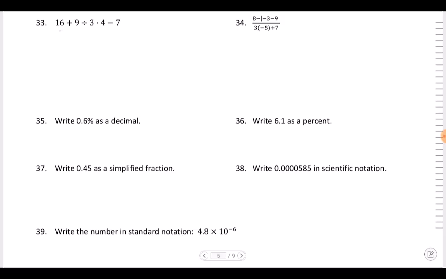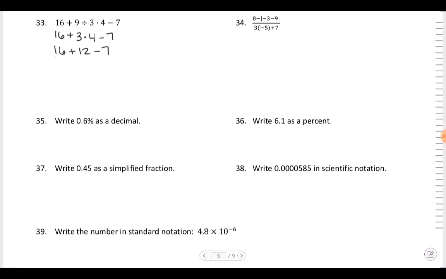So then we go into multiply and divide from left to right. So as I read left to right, I see, oh, there's a division symbol. Let me stop there. So 9 divided by 3, that's 3. Okay, now start over again. Read from left to right. Look for multiply and divide. Oh, there's multiplication. 3 times 4. So 3 times 4 is 12.